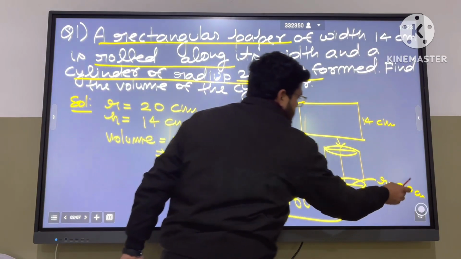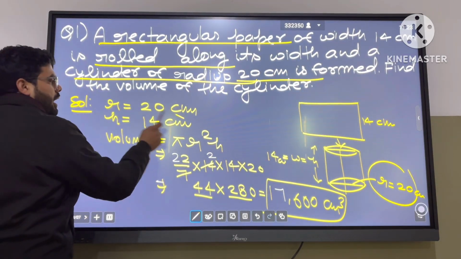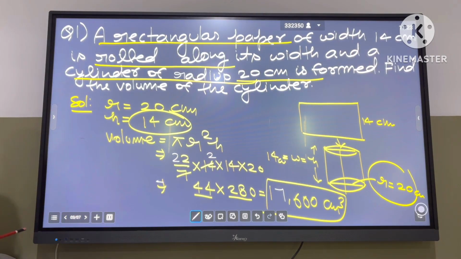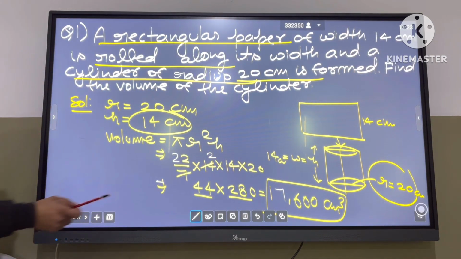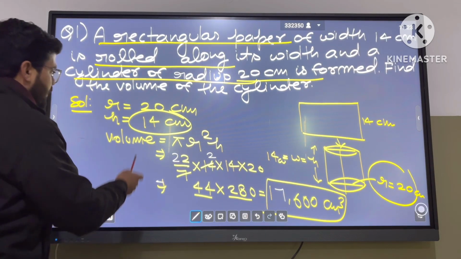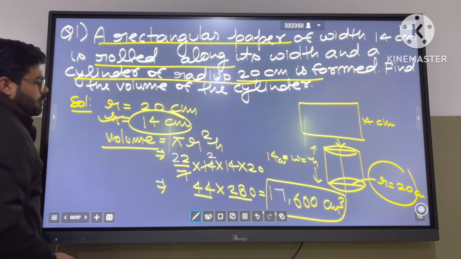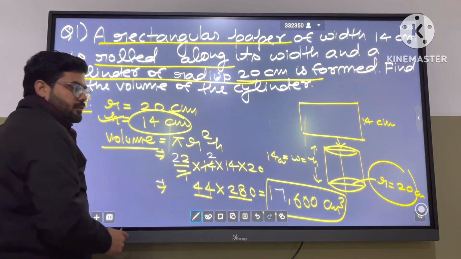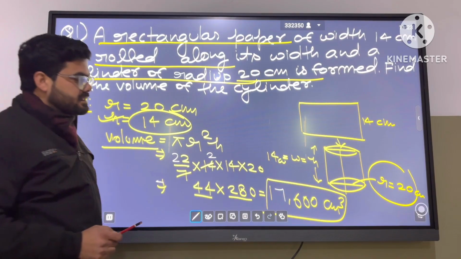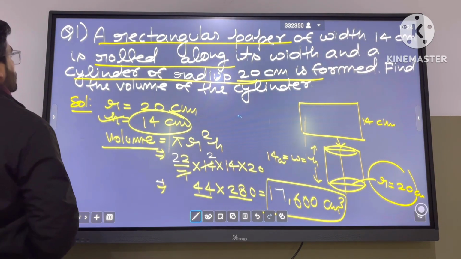So the radius for this question is 20 centimeter and the height is equal to the width of this paper, 14 centimeter. Putting the values of radius and height in the formula of volume, we get the answer after calculation, 17,600 centimeter cube. Now question number 2.